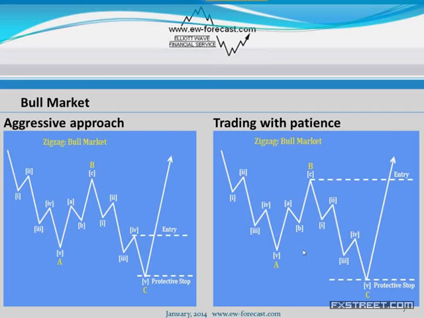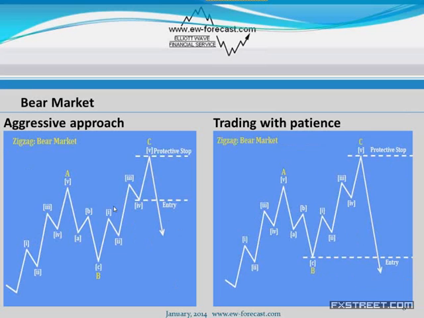And for the patient ones, who like to have more confirmation and trade with a different mentality, you will wait for this confirmation, which is much surer than this one. Because if we are above wave B in a 5 wave move, there is almost an 80 to 90% probability we are going to continue higher in a new bullish move.